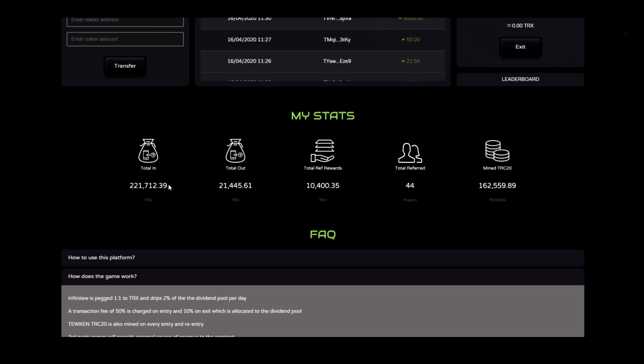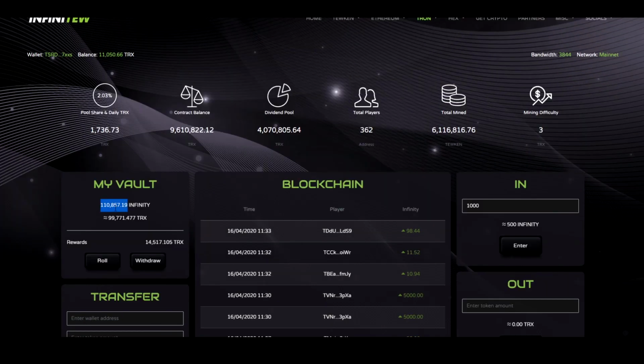If we scroll down, we can see that I've put a total of 221,712.39 TRX into this contract. And if we just do the math, that is exactly half. With this amount of Infinity, I'm getting 2% of the 2% of the drip. 2% of 4,070,805 is a little less than 2,000 TRX, as we can see here. So I'm getting 2.03% of the 2% dividend pool because this is how much Infinity I have.